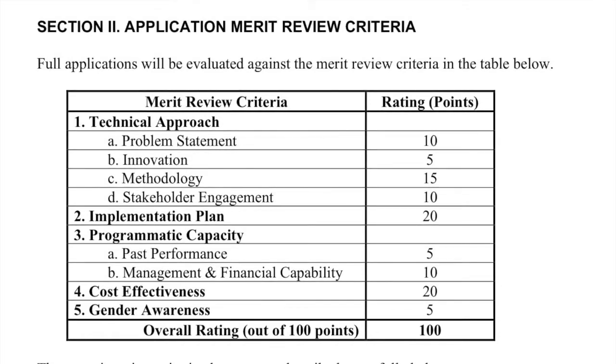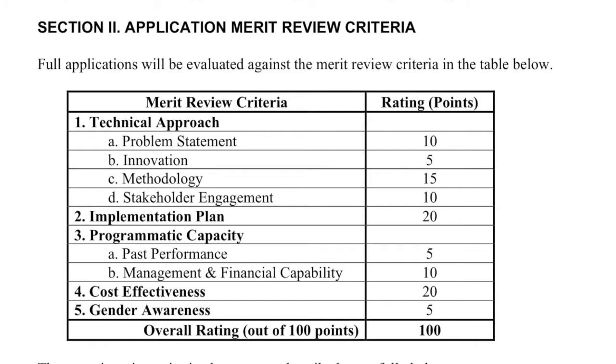Criteria 1A, problem statement, will score on whether the issues or problems addressed in your application are clearly outlined, as well as whether you have provided background and justification for your research, including citing appropriate references. This section is worth 10 points.